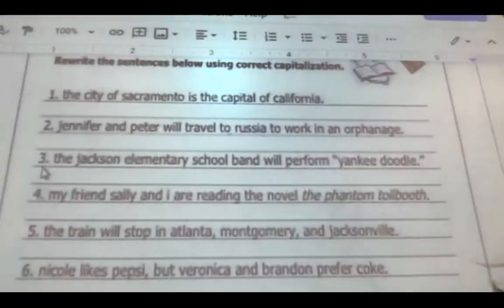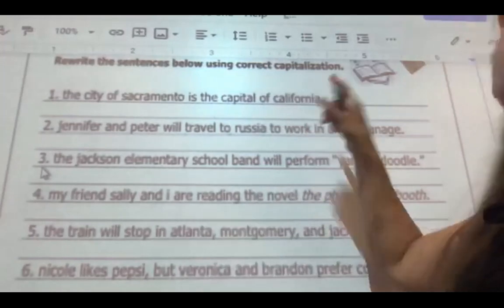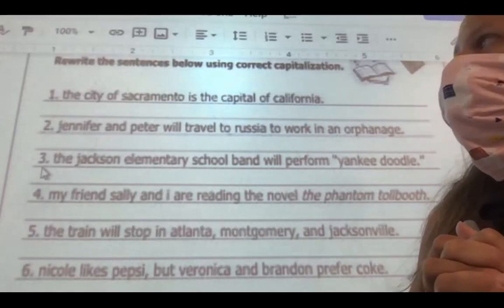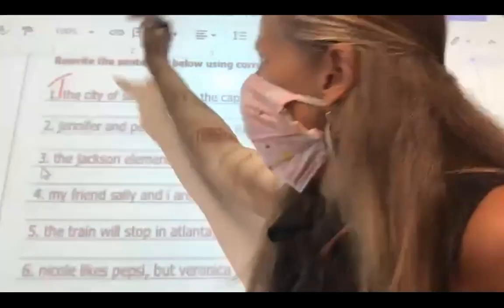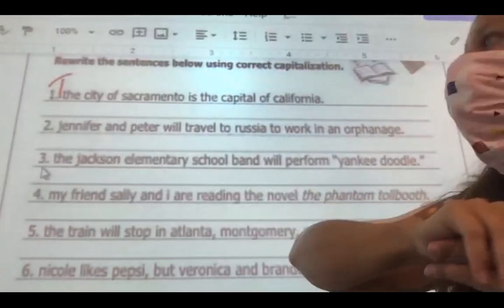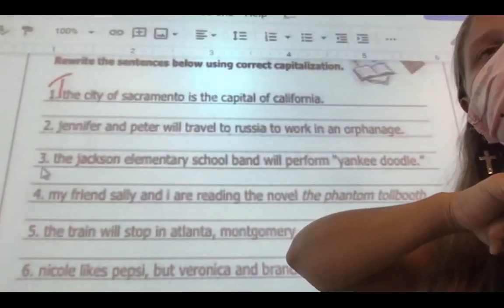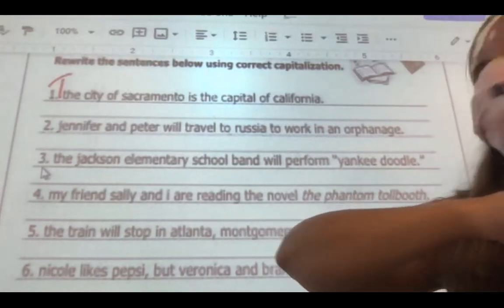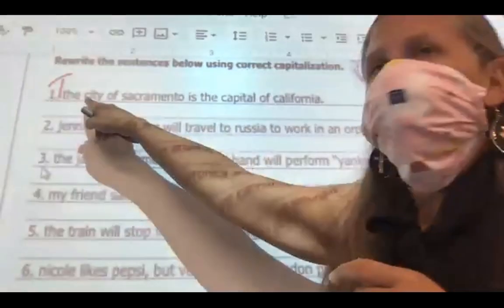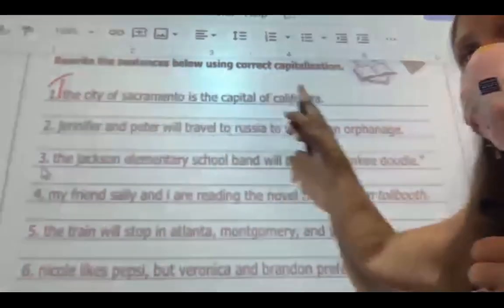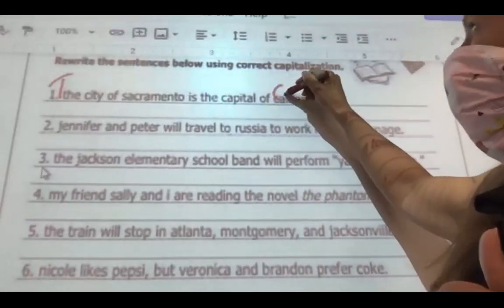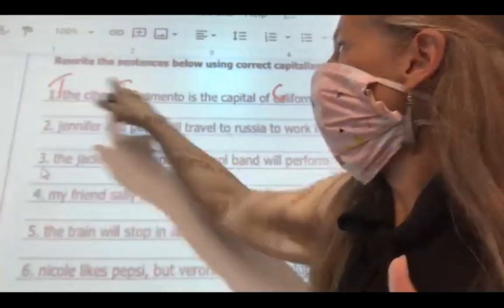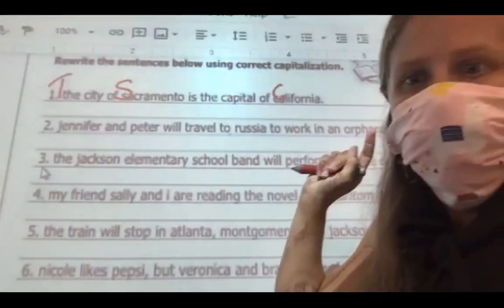Okay, here we go. The city of Sacramento is the capital of California. What do I need, Kamaya? Okay, the T capitalized. But what's the place? Okay, so you want this C capitalized or this C capitalized? Just this one. And then one more. And the S. So we have the, and Sacramento and California all need to be capitalized.